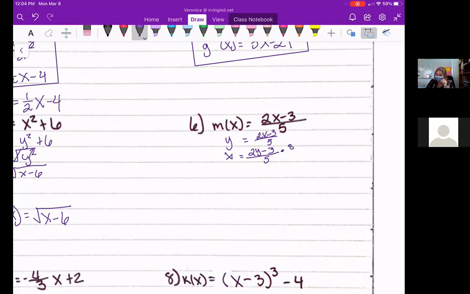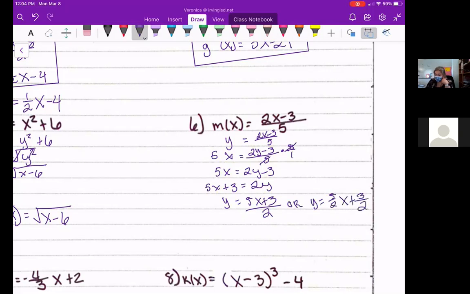So multiply by 5 over 1. So that means we're going to multiply the other side also by 5 over 1, which is really just 5. These 5s cancel each other out. So we have 5x equals 2y minus 3. The inverse of subtracting 3 would be adding 3. So we're going to have 5x plus 3 equals 2y. The last step here would be to divide by 2. So y equals 5x plus 3 divided by 2, or y equals 5 over 2 x plus 3 over 2. These are the same, right?